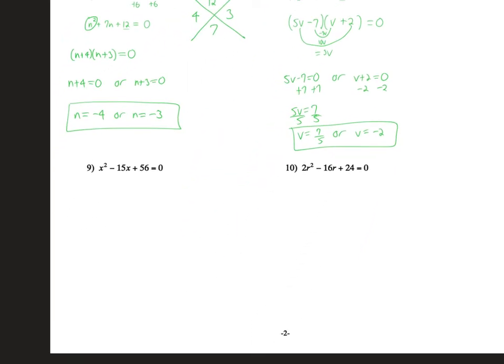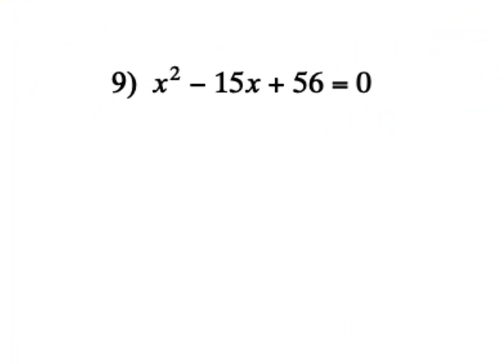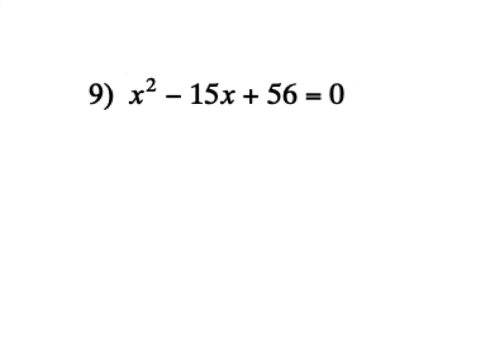All right, we got 2 more examples here. Let's try them. Number 9, x squared minus 15x plus 56 equals 0. All right, first things first, is it equal to 0? It is equal to 0. Is there a GCF? No GCF. Nothing goes into all those numbers there.